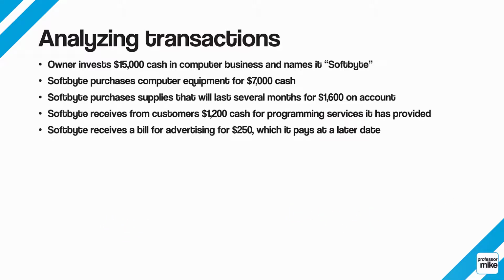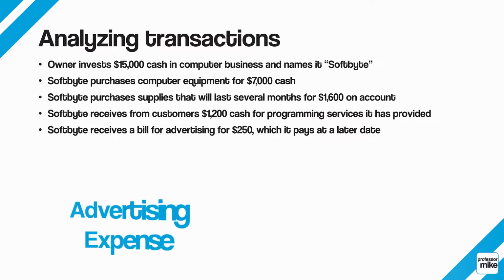Next transaction, SoftBite receives a bill for advertising for $250, which it pays at a later date. So it's receiving a bill. We're assuming that it's received the advertising. So is it a business transaction? Yes. Which accounts are being affected? Well, probably advertising expense. Okay, so that's an income statement account, which ends up on the equity side of the accounting equation. And it's not going to pay right now, it's going to pay later. It's an account that's payable later, probably an account payable.